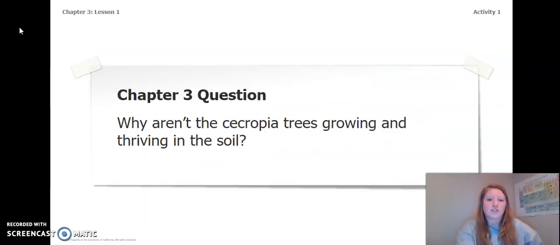Our Chapter 3 question, and this is a question we are going to be focusing on from now until the end of this chapter, is why aren't the Cecropia trees growing and thriving in the soil? So remember, we're not trying to answer this question now. This is the question we want to be able to answer at the end of Chapter 3.